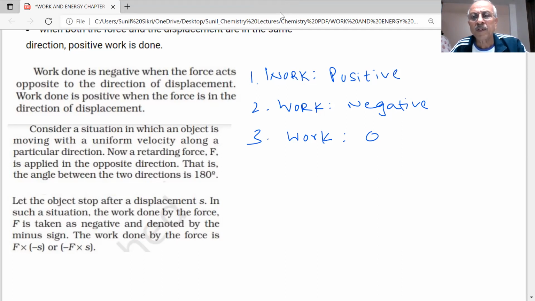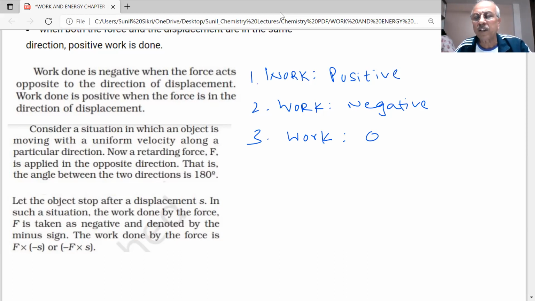When force and displacement are in the opposite direction, work is negative. And when the work is zero, either F should be zero, S should be zero, or the force is perpendicular to the direction of the displacement. In such cases, no work is done, students.